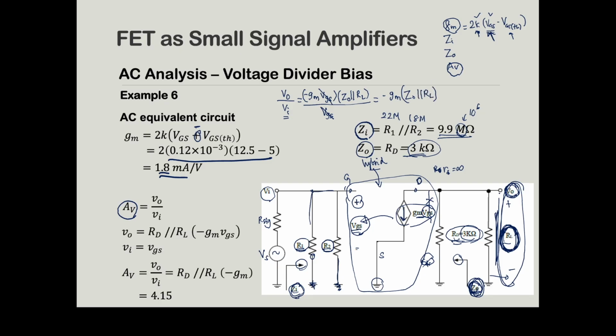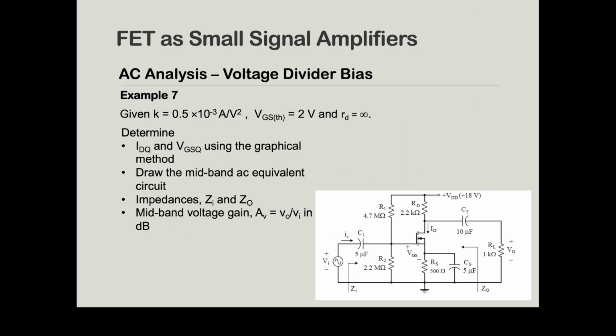So you replace all the values in this equation, and you will get the answer 4.15. There's no unit for gain, but if the question asks you to convert into decibel, don't forget the process is the same as what you were taught in the BJT chapter. Multiply 20 log 4.15, and you will get the answer in decibel. Alright, clear? Okay, so now let's look at example number 7.